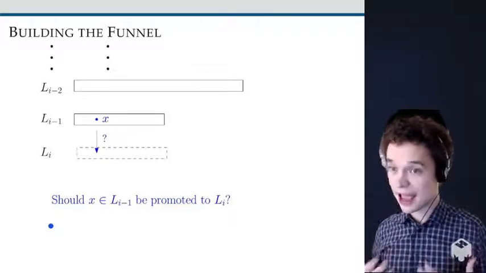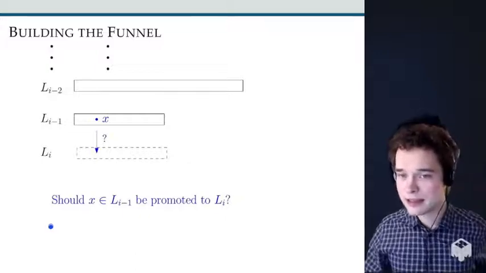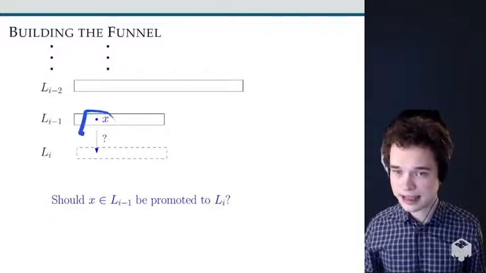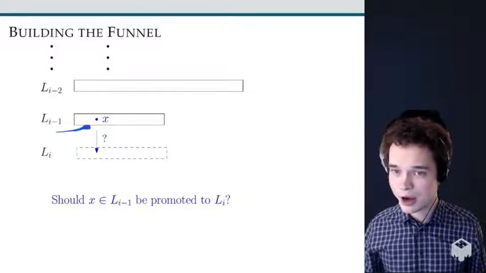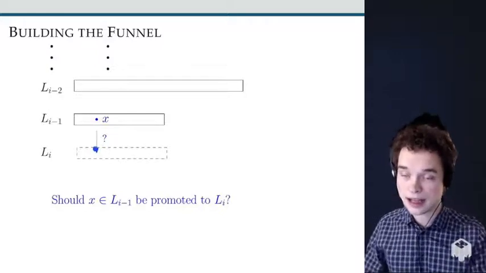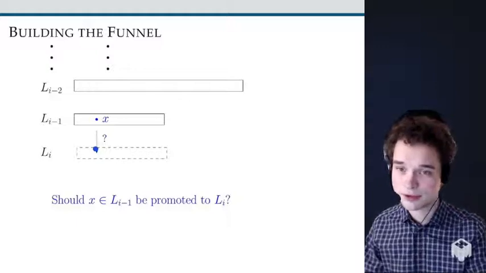So the first question is, how do we build the funnel? And for this, what we really need to be able to do is to answer the question: if we have some vertex x in some level L_{i-1}, we have to decide whether we're going to promote x to also be in level L_i. And we can answer that question as follows.